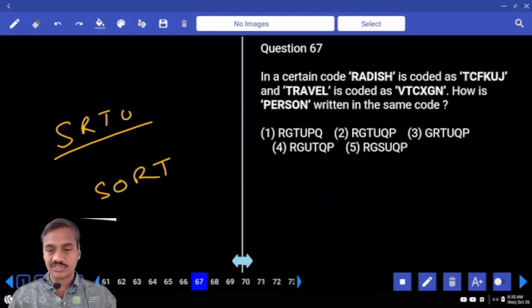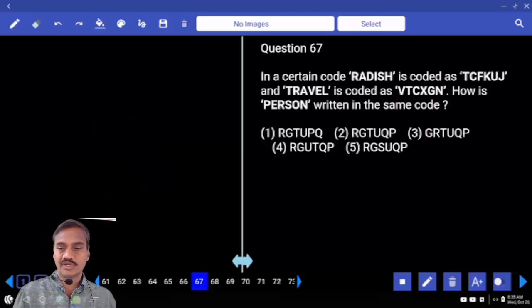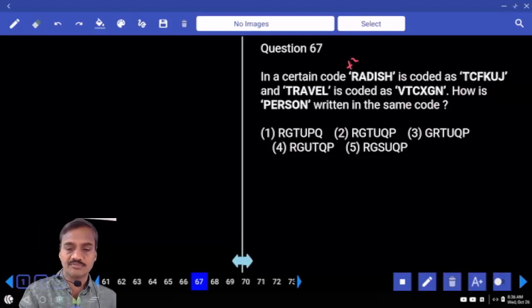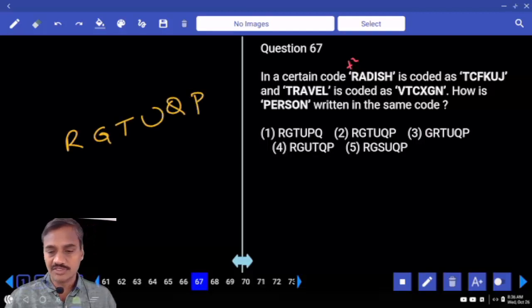Then in this 67, the code given to the word radish. R and T, what is the difference? So it is plus 2. A and C plus 2, D and F plus 2, plus 2, plus 2 and so on. And similarly person, P plus 2 R, E plus 2 G, R plus 2 T, S U, O Q, N P. R, G, T, U, Q, P, choice 2 to question number 67.